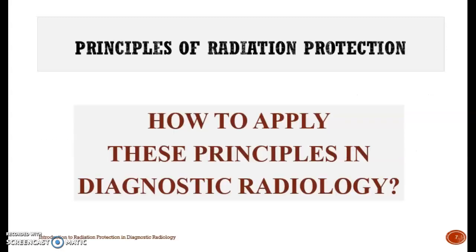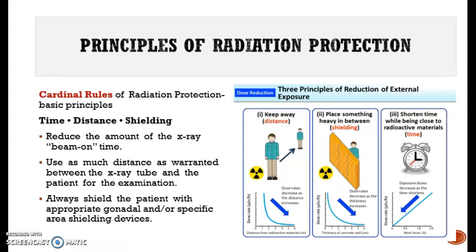So how can we go about applying these basic principles? What actions can we take? So here are some cardinal rules, also often referred to as basic principles or actions of radiation protection. These are simple things that can be enforced for our protection and the safety of our patients, and that is time, distance, and shielding. We have to always try our best to reduce the amount of X-ray beam on time. We have to use as much distance as is warranted between the X-ray tube and the patient for the examination, and we always have to shield whenever that is possible.